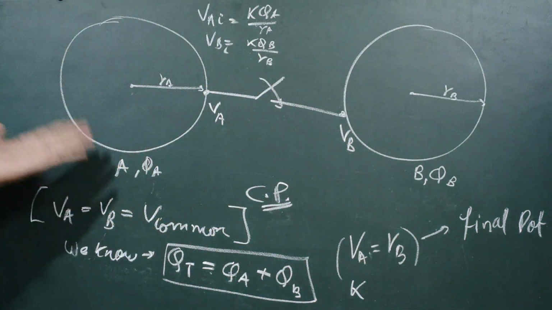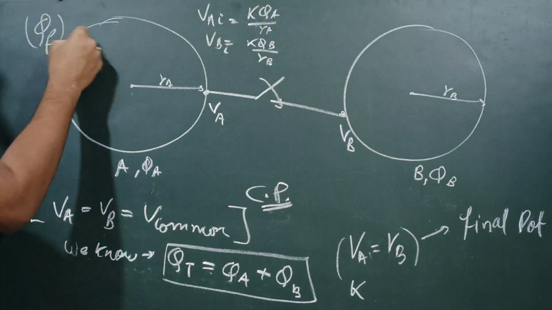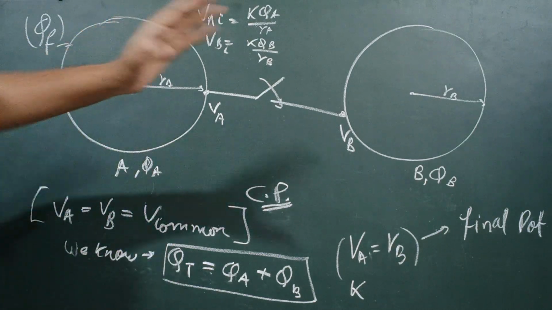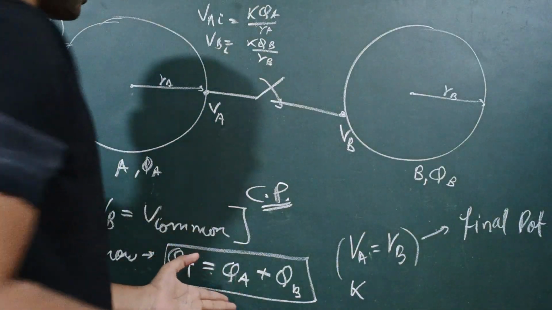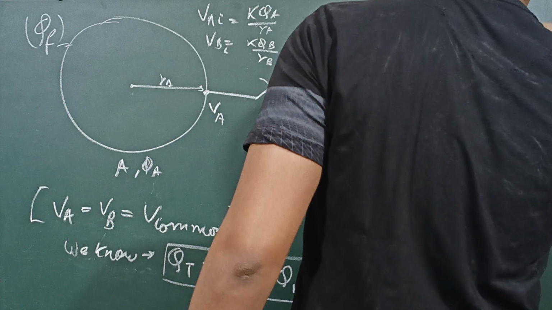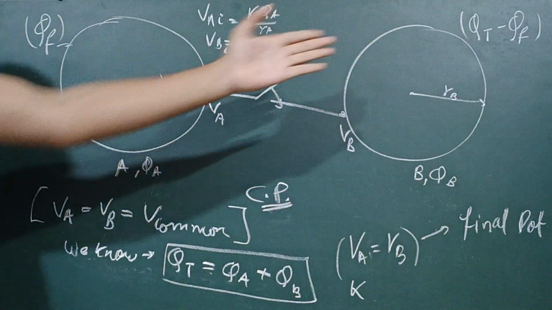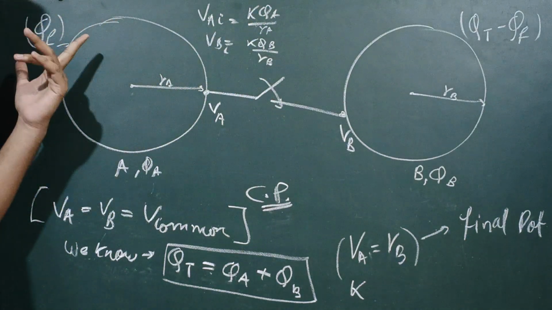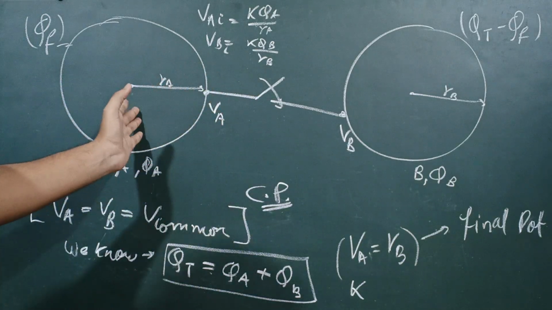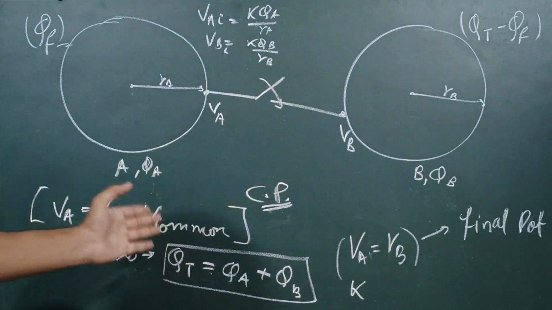So if these are final potential, then I can write that some charge will reside on the sphere A. Let me call this charge Q final, which I need to calculate, and the rest of the charge will go to that sphere. So I'm just writing it as QT minus QF. Like if there is some charge, after I connect sphere A and sphere B, their potential will become the same.